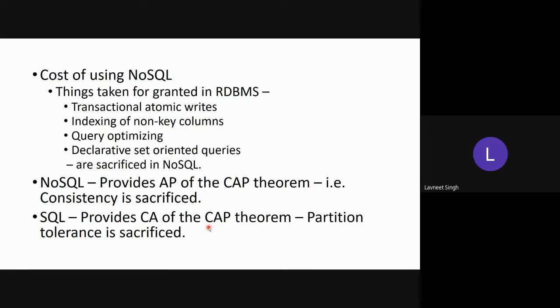Because you are writing to a partition, now that partition consists of 10 nodes or 5 nodes or one node, it doesn't matter, because all the nodes have to be written. So there will be only one logical partition in the SQL database. So there is no tolerance on partition. You cannot partition the data. If you do so, you sacrifice that and you get what? The beautiful consistency and availability. Once the data is written, it is written and it is available for querying. Now, NoSQL provides availability and partition tolerance.